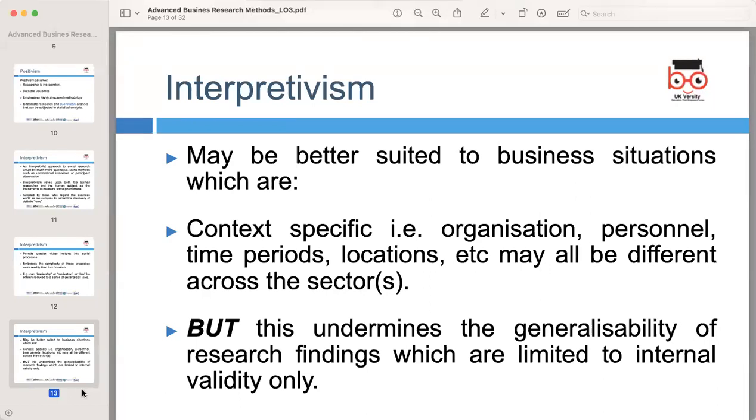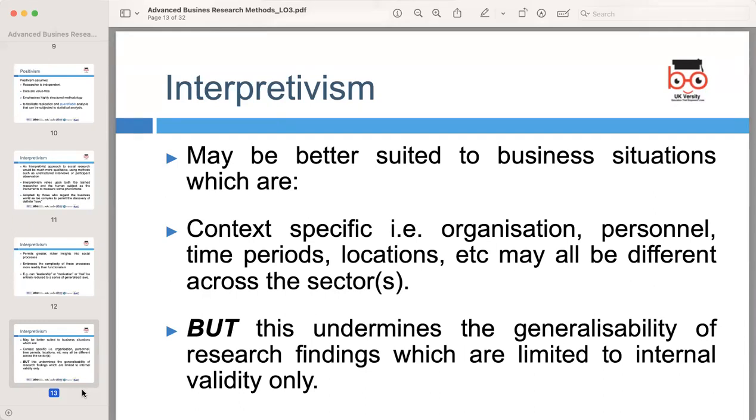These may all be different across the sectors, but this undermines the generalizability of research findings, which are limited to internal validity only. So business situations that are context specific provide organizations with the flexibility to address unique challenges and tailor their approaches accordingly. However, this specifically hampers the generalizability of research findings, limiting their applicability to specific situations only.